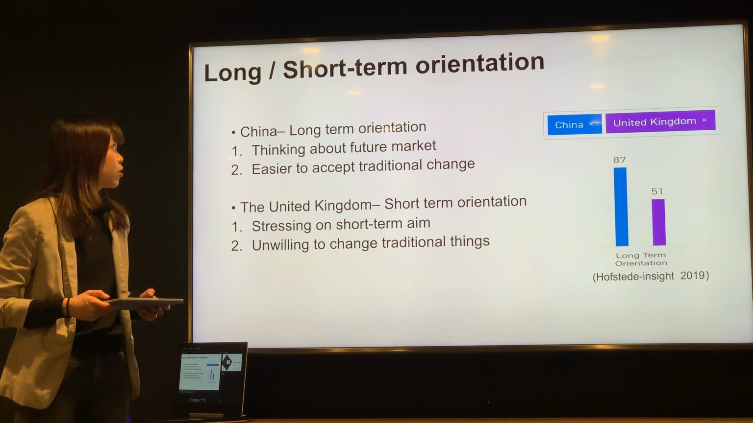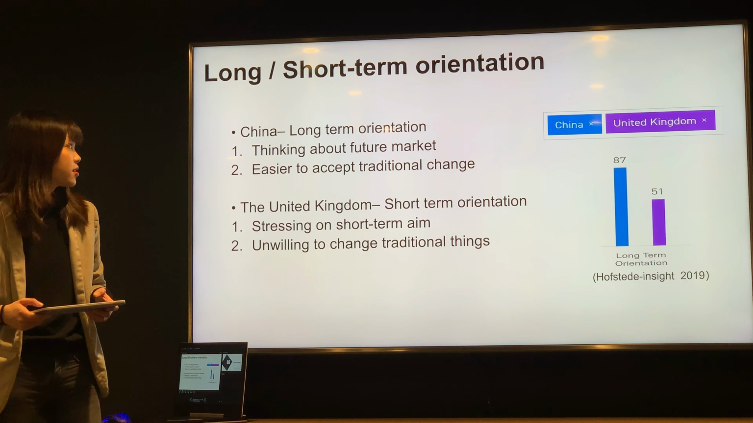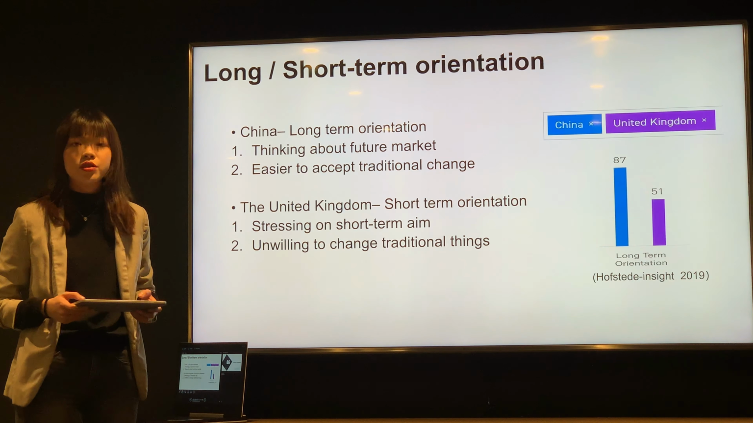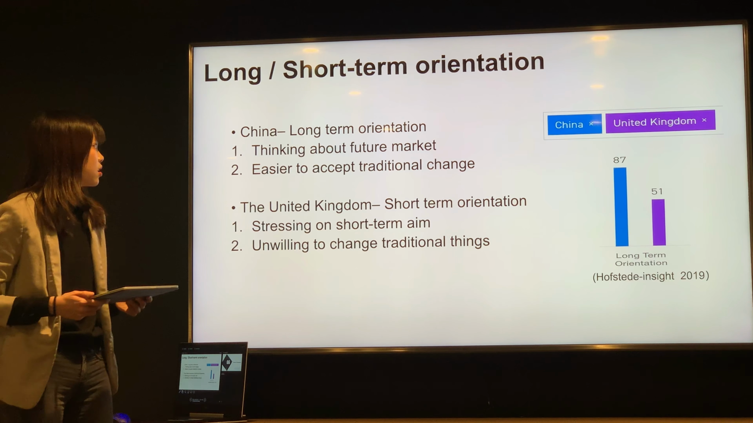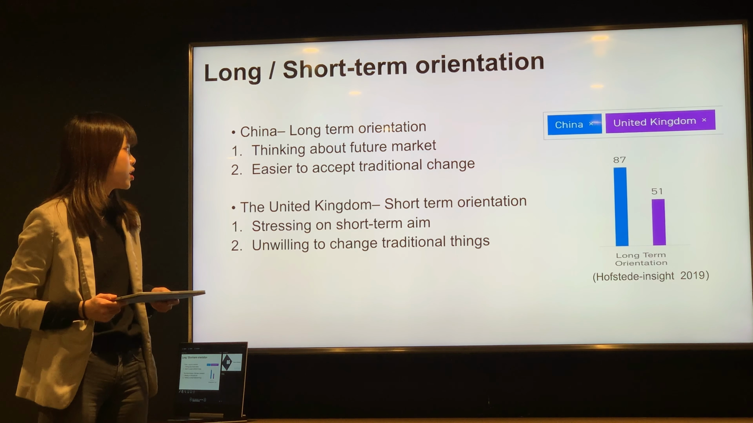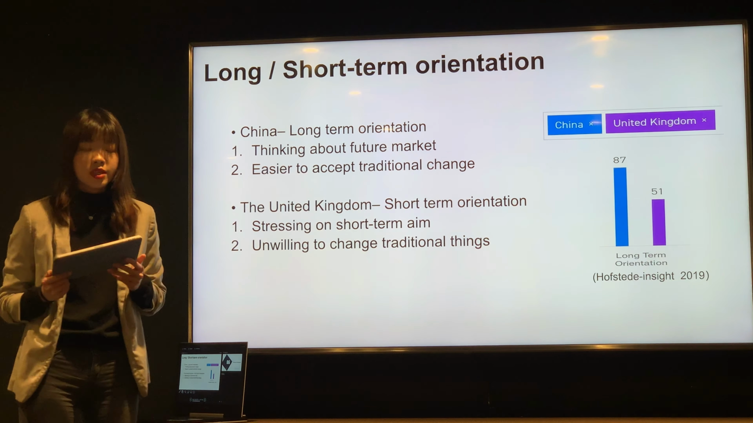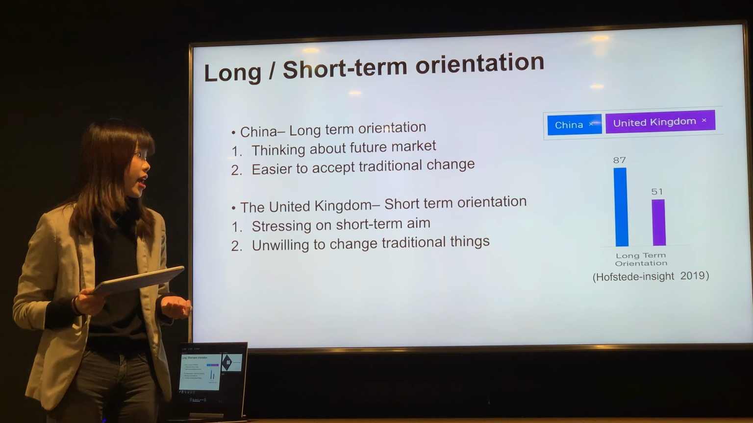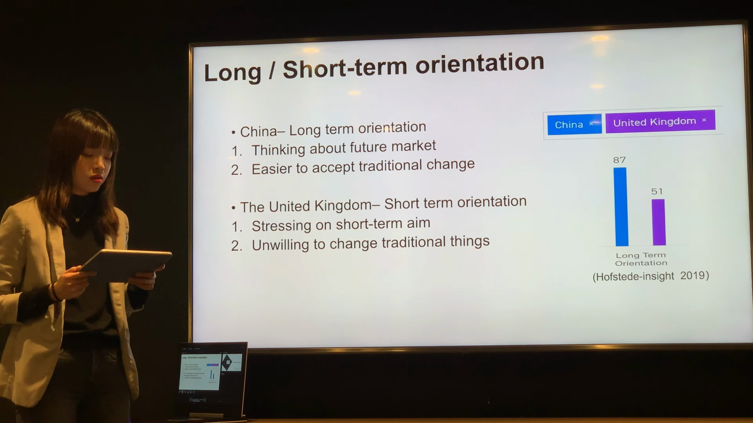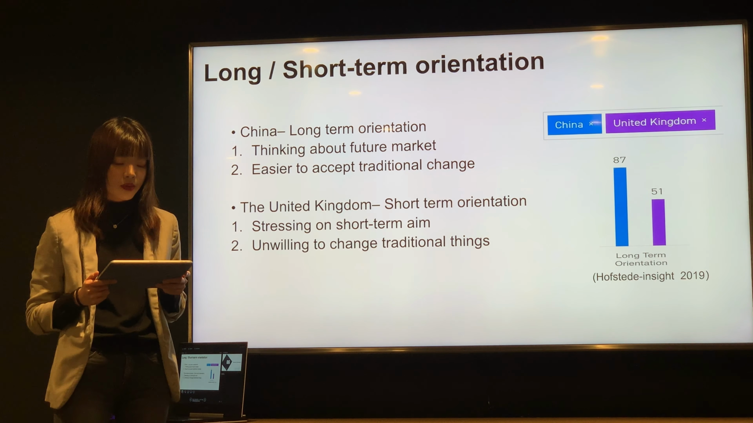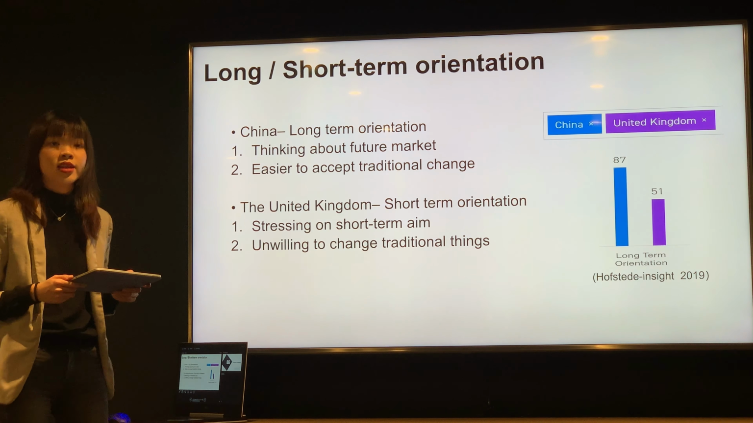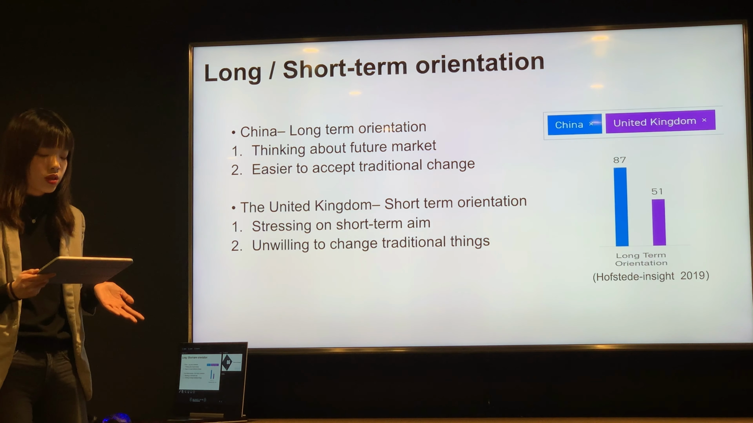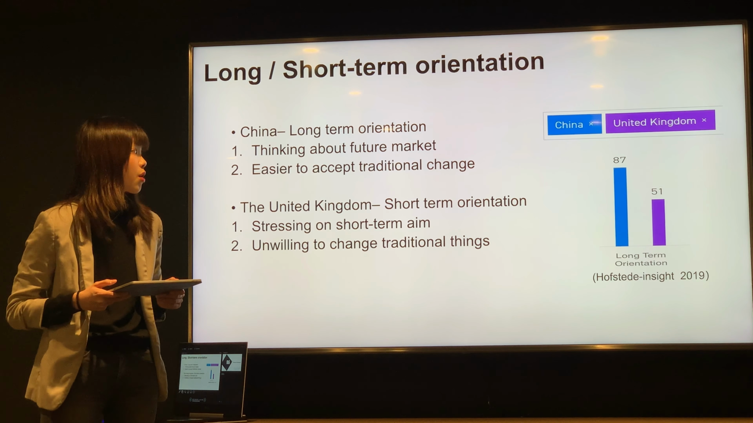Finally, let us look at long or short-term orientation. China is a long-term orientation country, while the United Kingdom is a short-term orientation country. In Chinese companies, the holders of the companies think about the future markets. They will evaluate what situations and difficulties they will meet in a new market and have a lot of plans to get through these situations. Sometimes they will launch plan A at first, and if it doesn't work, they will push out plan B, and they will be willing to make some changes to adapt to the current market.